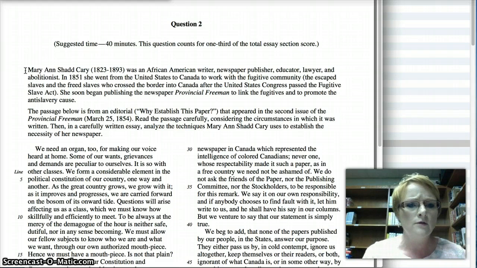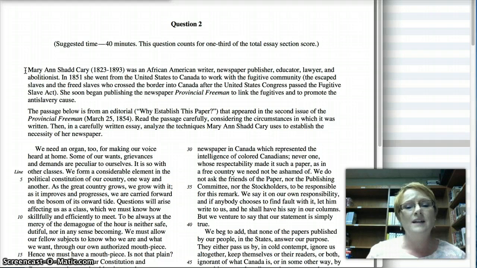The passage below is from an editorial, Why Establish This Paper, that appeared in the second issue of the Provincial Freeman, March 25, 1854. Read the passage carefully, considering the circumstances in which it was written. Then, in a carefully written essay, analyze the techniques Mary Ann Shadd Cary uses to establish the necessity of her newspaper.